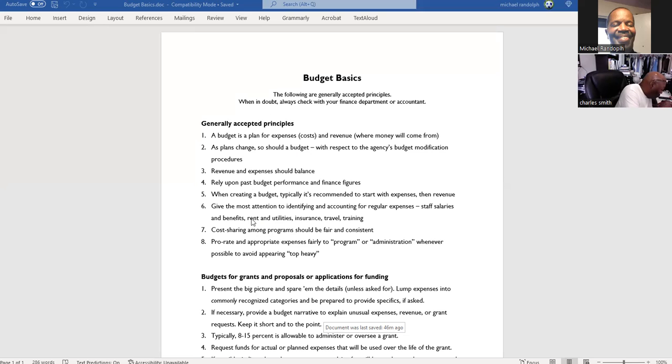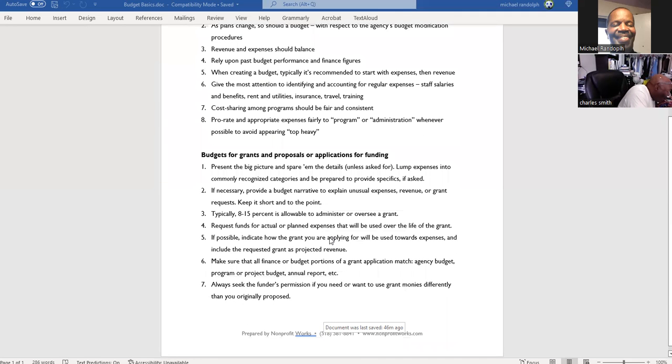But what's most important, you start with the expenses and then you go to the program itself. Now, when you're doing a grant, there are certain qualifications that you need to adhere to. This section is called Budget for Grants and Proposal or Application for Funding. One of the things to talk about is to look at the big picture and share it with the details, unless you're asked for a lump sum. But most times they ask you to break it down: computers, salaries. Almost never do they ask you for a lump sum. They always ask you to break it down in terms of the detail.